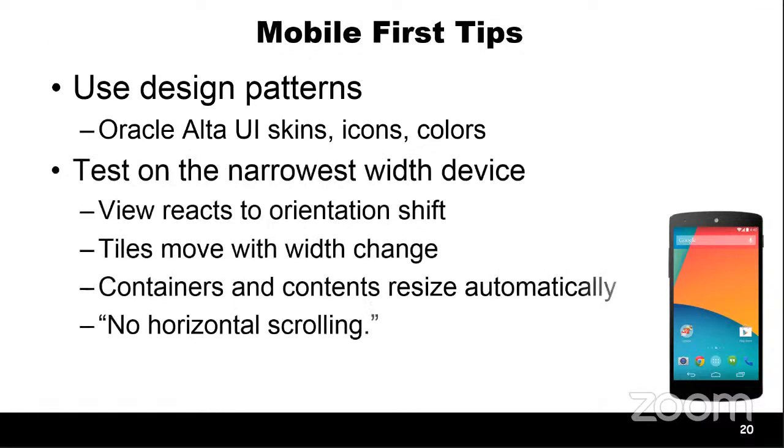Testing on the narrowest width device will give you an idea of how the view reacts to the orientation change, and being sure that the tiles, whatever boxes are on the screen, move around with that width change and resize automatically. And the last one here, no horizontal scrolling, is something that we really figured out early on in all those technologies.